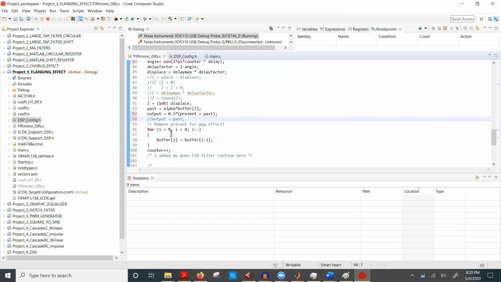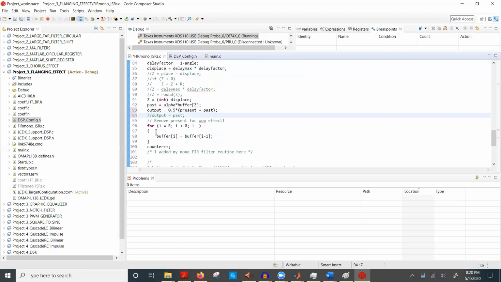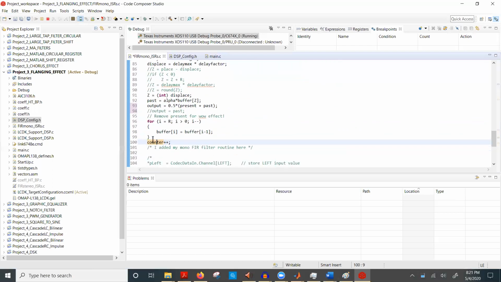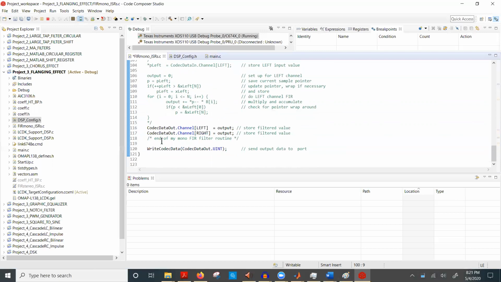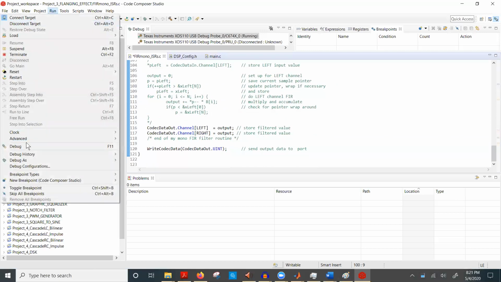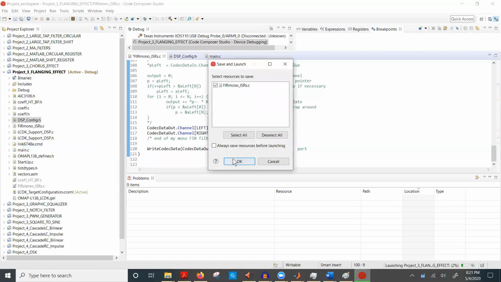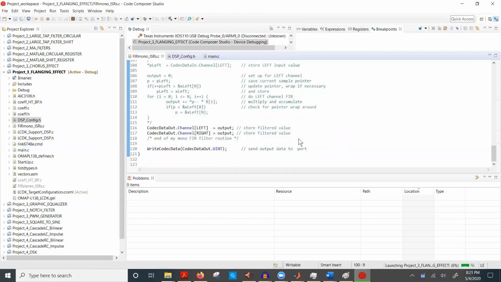And this is going to be a shift register. Like I said earlier, this is not going to be a circular buffer. This is going to be a shift register because I'm not 100% proficient with pointers to create a circular buffer. So this counter basically is counting the sample number, so it increments each time. And then it just displays the output and it's ready to go. So if I just debug this, all right.